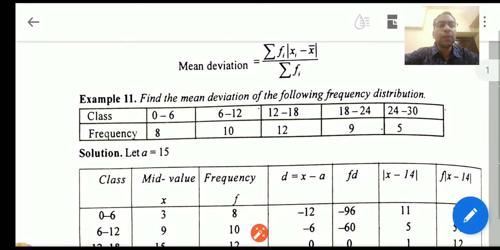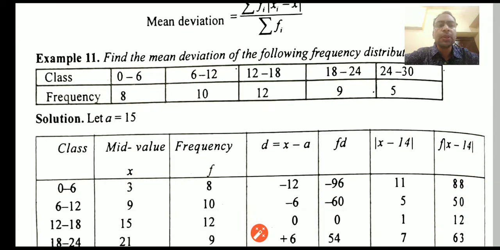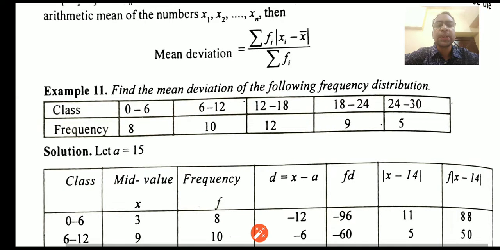So let us see an example on this. Find the mean deviation of the following frequency distribution, where the classes and frequencies are given. The classes are 0 to 6, 6 to 12, 12 to 18, 18 to 24, 24 to 30, and their frequencies are given.